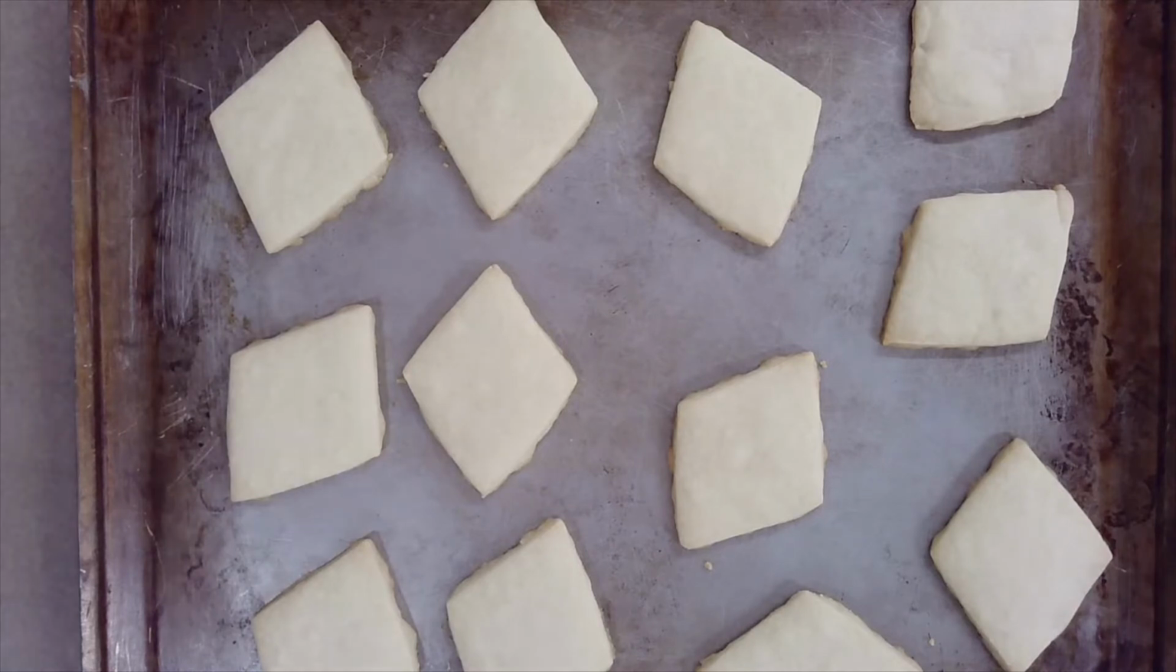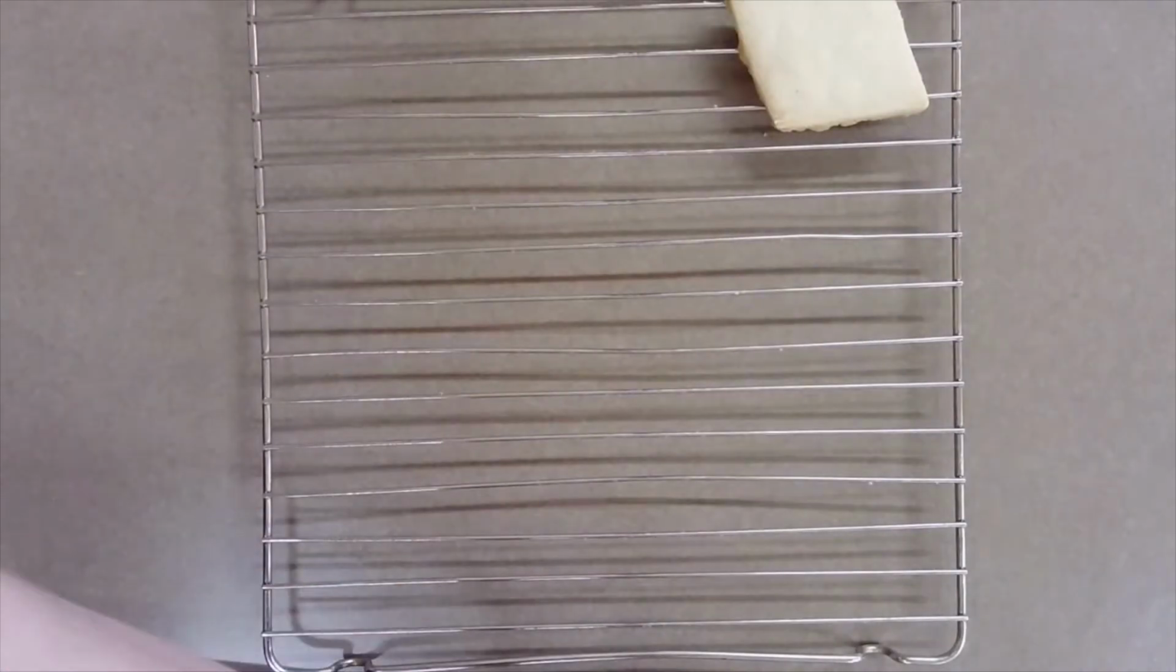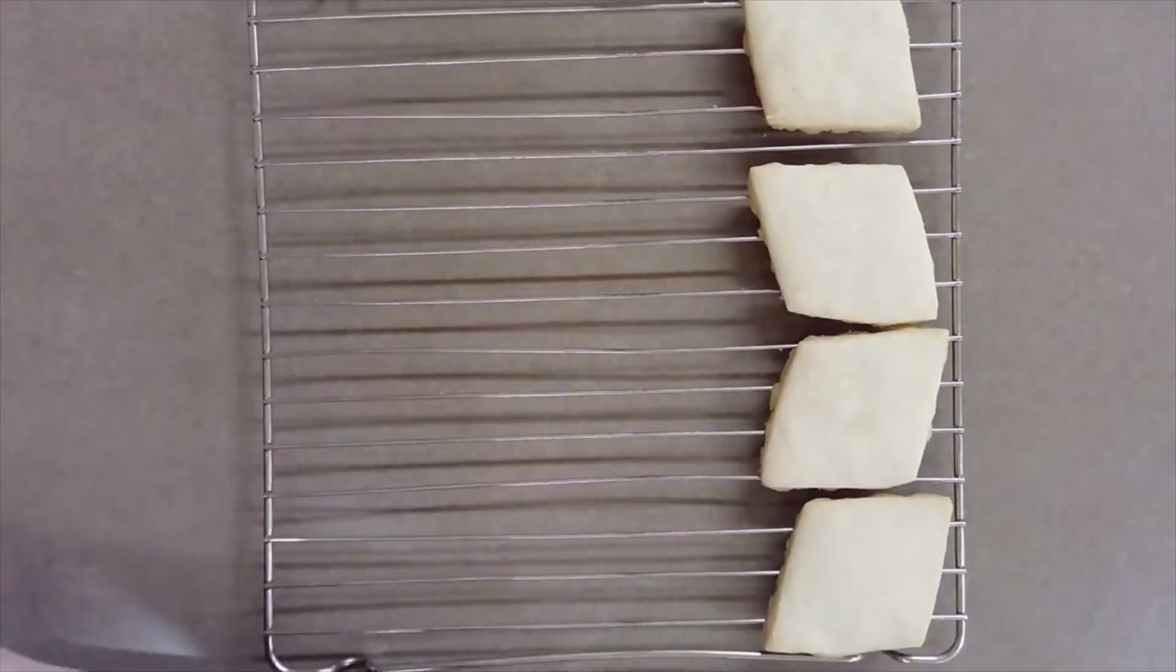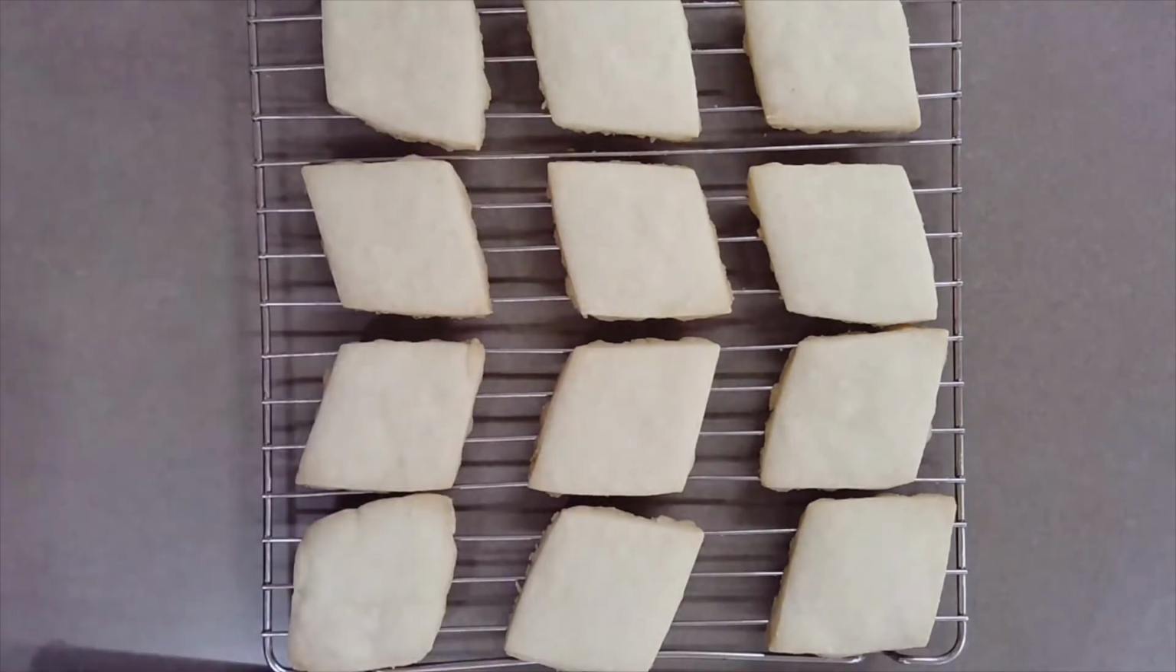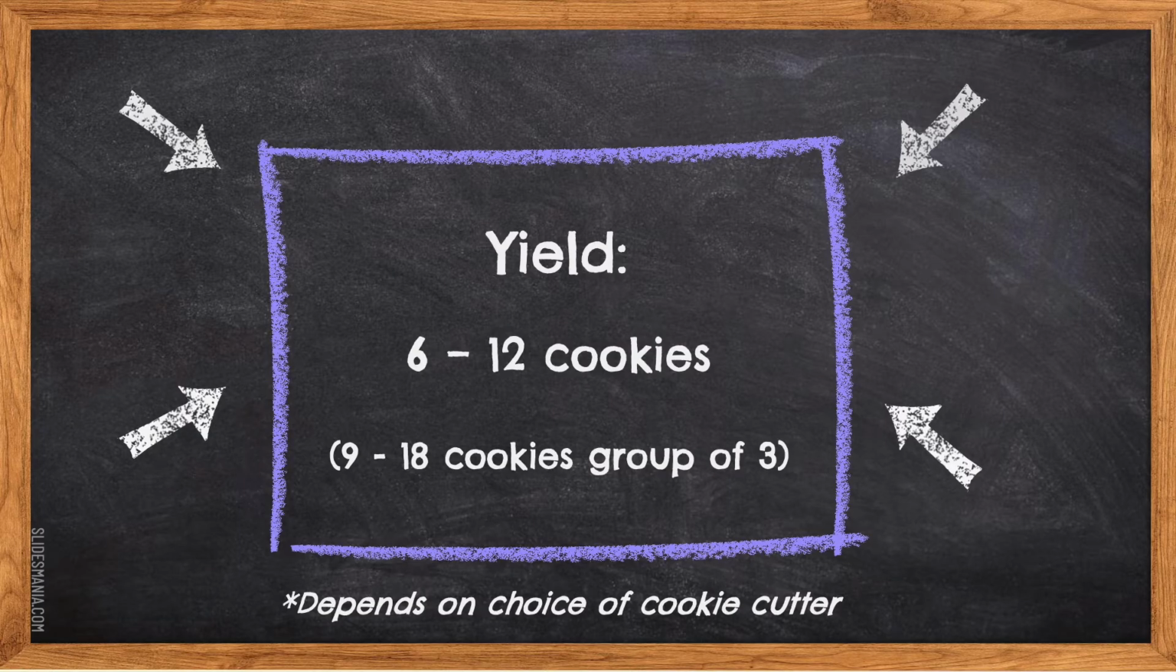You need to let the fat cool down so the cookie solidifies and is more solid for transferring to the cooling rack. Only leave them on there for about 2 to 3 minutes. If you leave them any longer, they will continue to cook and burn the bottoms of the cookies. And again, we only want a small golden brown color on the bottom edge only. The yield for this recipe is 6 to 12 cookies, or 9 to 18 cookies for a group of 3. This all depends on your choice of cookie cutter.